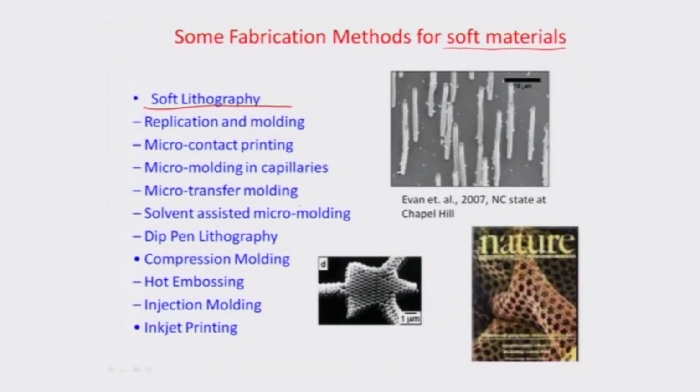Some of the soft lithography techniques, of course, are replication and molding, a major technique again developed in Whitesides' laboratory, micro contact printing, micro molding in capillaries, micro transfer molding, and solvent assisted micro molding. Then there are two more processes, dip pen lithography and compression molding, which includes hot embossing or injection molding, and inkjet printing. These are some of the methods which can be classified under the domain of polymer MEMS. So, soft lithography is a class of processes, compression molding is another class, and inkjet printing is the third class of processes.